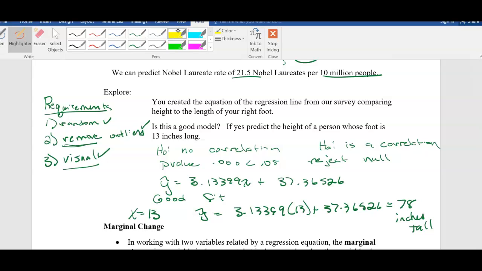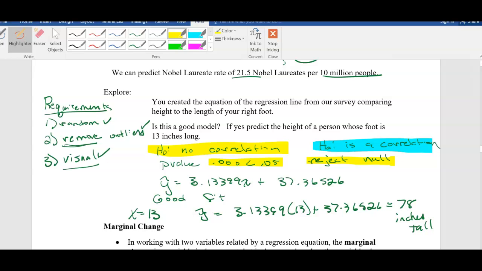Things that we haven't talked about yet: your null hypothesis for this is actually no correlation, and your alternative hypothesis is there is a correlation. So when we get the p-value of 0.00, which is less than 0.05, that means we reject the null. Since we're rejecting the null, we are saying there is a correlation and we can use this fit.